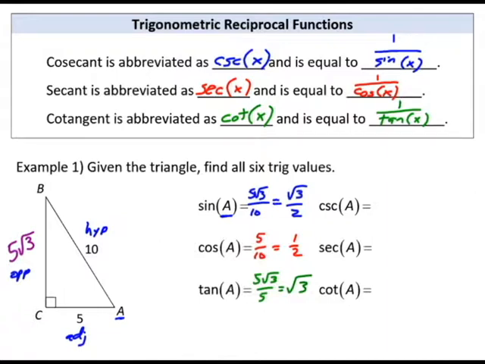For cosecant, secant, and cotangent, we'll take the reciprocal and then rationalize. Cosecant is the reciprocal of sine. Secant is the reciprocal of cosine.